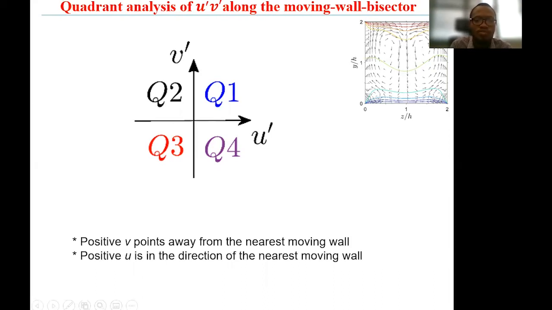So in Q3, you have slow-moving fluid being moved towards the wall. So that's a sweeping event. And in Q4, you have fast-moving fluid directed towards the wall. So for this quadrant analysis, we take V, the wall-normal velocity, to be positive when it is pointing away from the nearest moving wall. And we take our streamwise velocity U to be positive in the direction of the nearest moving wall.